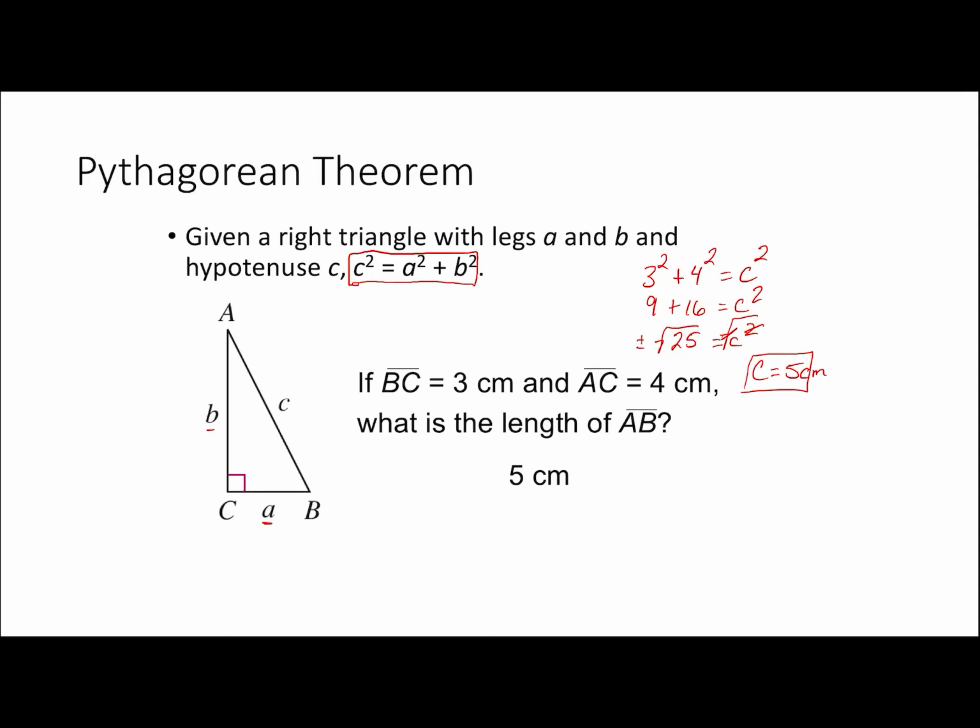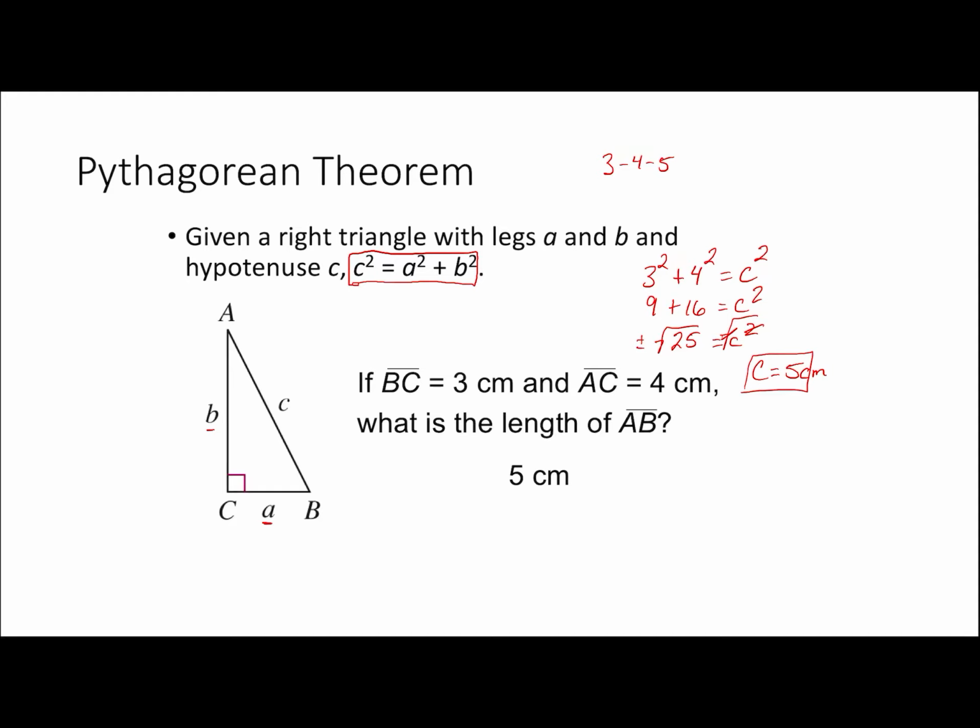That is how the Pythagorean theorem works. Hopefully that's something you can do without a whole lot of issues. This triangle is a special type. It's what we call a 3-4-5 triangle. This kind of triangle is used a lot.